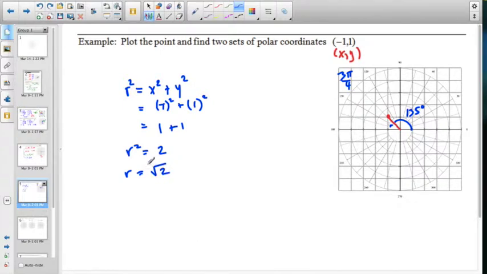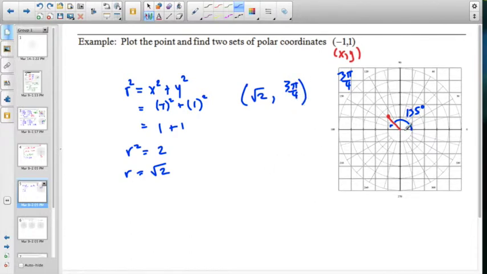R is always a positive distance, so I shouldn't say it's always a positive distance, but when you're calculating this value, we're really talking about the hypotenuse of a triangle, so we'll take the positive square root of that. So the polar coordinate then would be the square root of 2 comma 3 pi over 4.